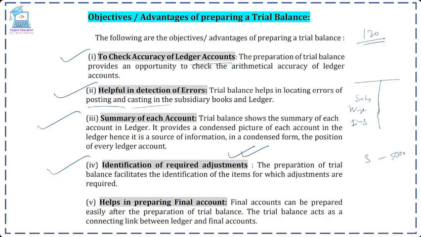What are the adjustments required in final accounts? You can easily identify by preparing the trial balance. So it helps in preparing final accounts. Definitely, if you get the consolidated values in the trial balance, it will be helpful for you to prepare the final accounts, as we have already discussed. So these are the objectives. Still, you can go through this theory portion.